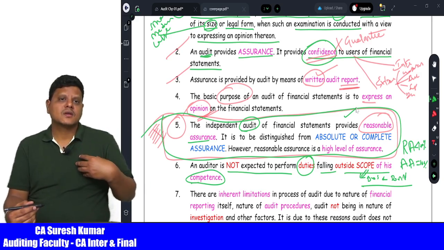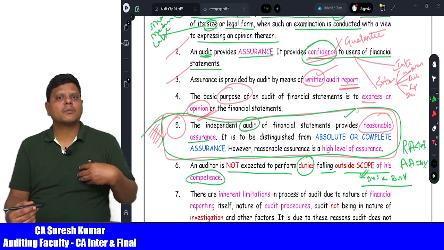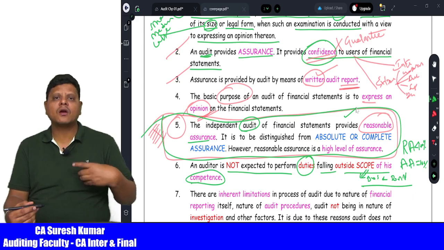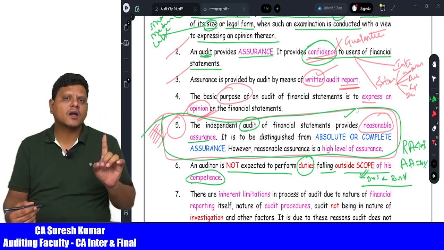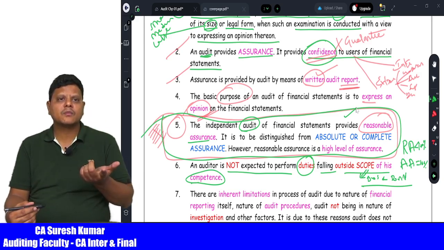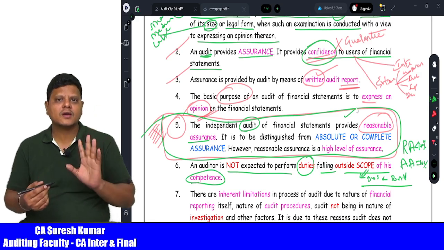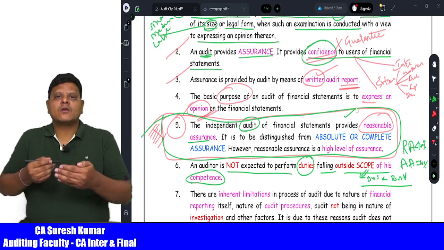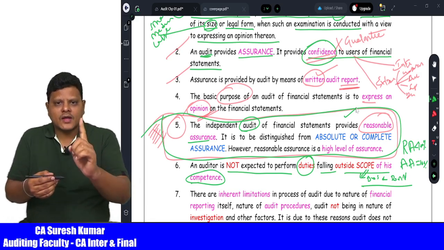Because I am a statutory auditor appointed by the companies for a 1 year period, always audit will be carried out only for 1 year. Always audit will be carried out for how many years? 1 year. Sir, why only for 1 year, sir? Because I should give opinion only for 1 year. I cannot go beyond 1 year. So that is the reason. So audit will be carried out always for the 1 year period only.